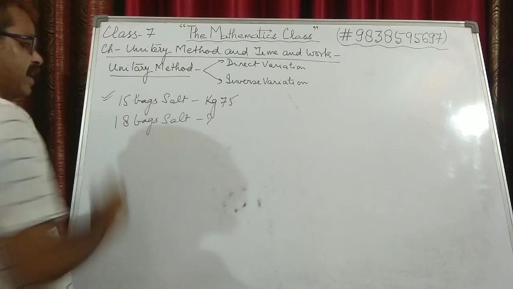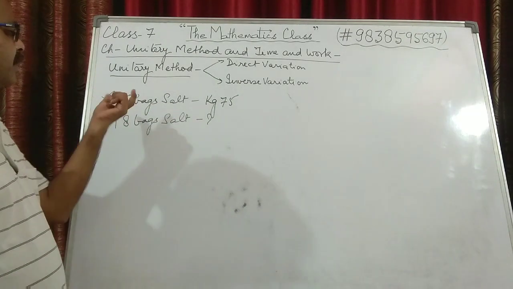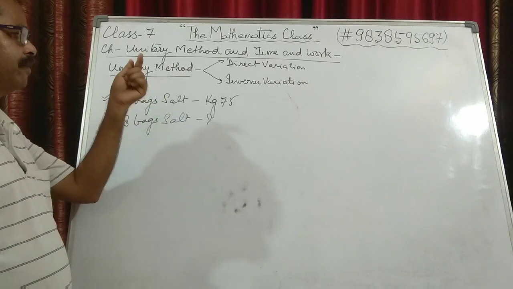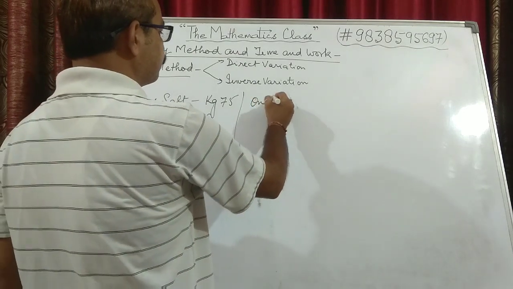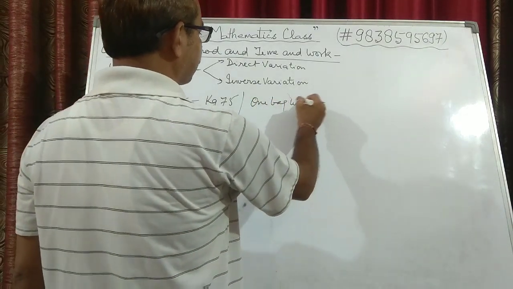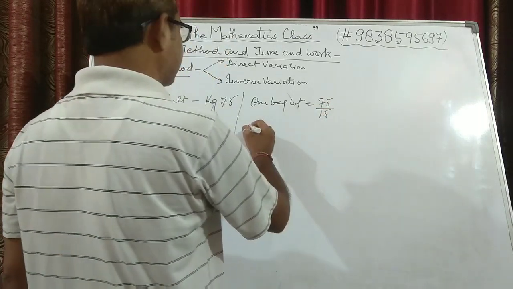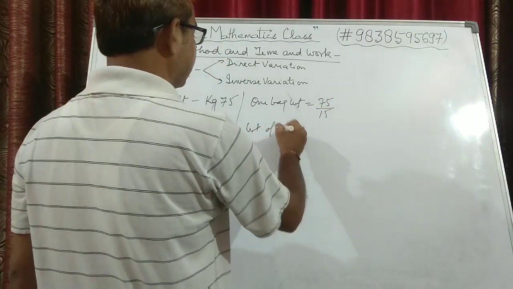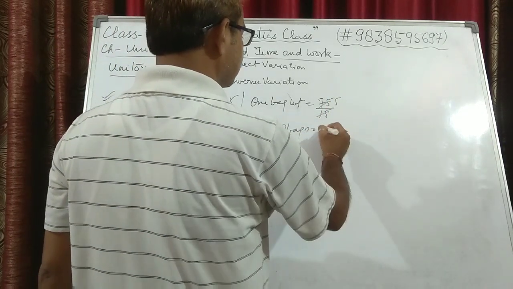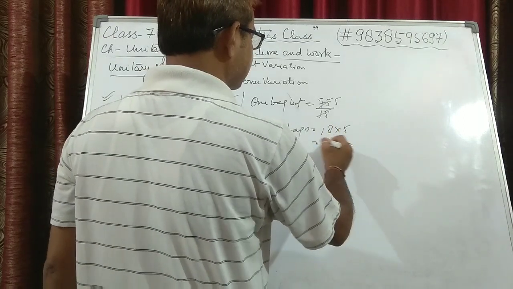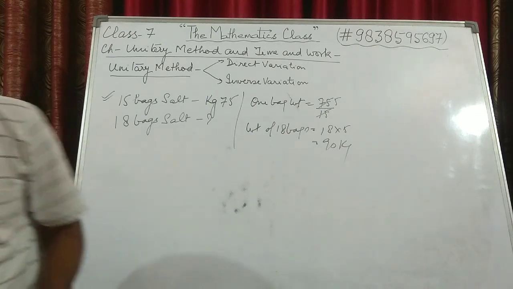Now how do we explain direct variation? You can make out easily that we will calculate the weight of one bag, that is 75 upon 15, which is 5, and then we will calculate the weight of 18 bags. That will be 18 into 5, that is 90 kg. This way. But what is direct variation?